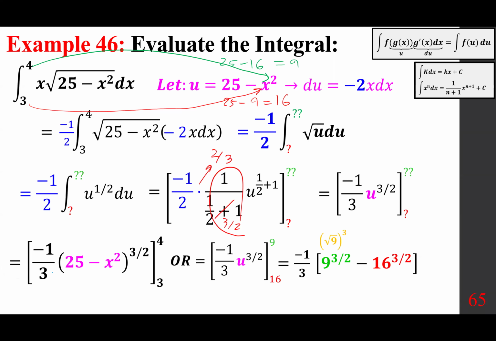Cubed, which is 3 cubed, which is 27. 16 to the power of 3 halves is square root of 16 cubed, or 64. 27 minus 64 is minus 37. With negative 1/3, the product is positive 37/3.